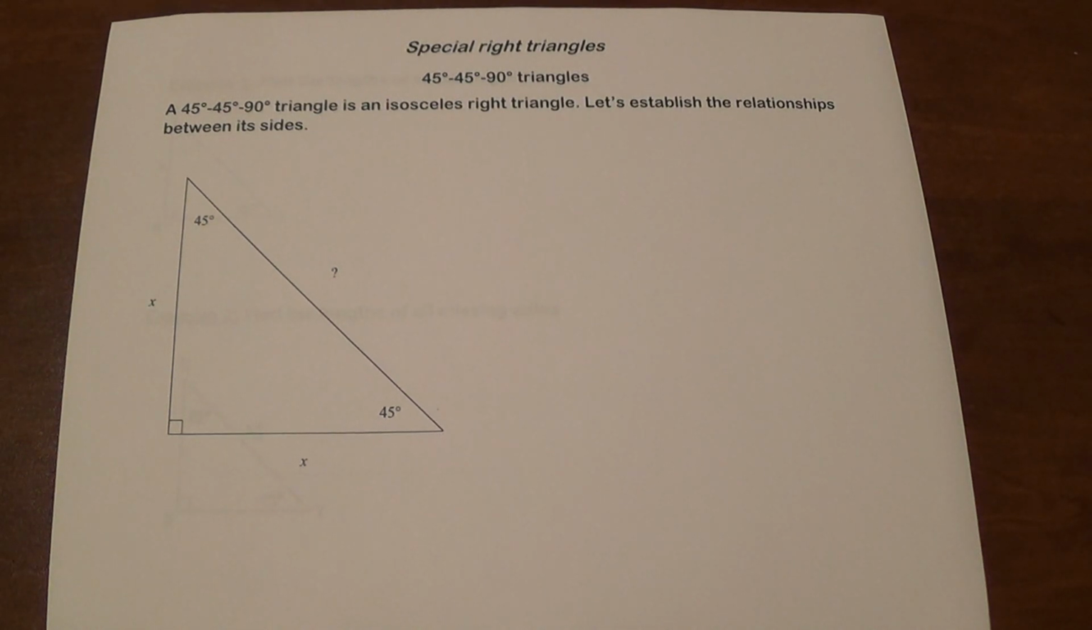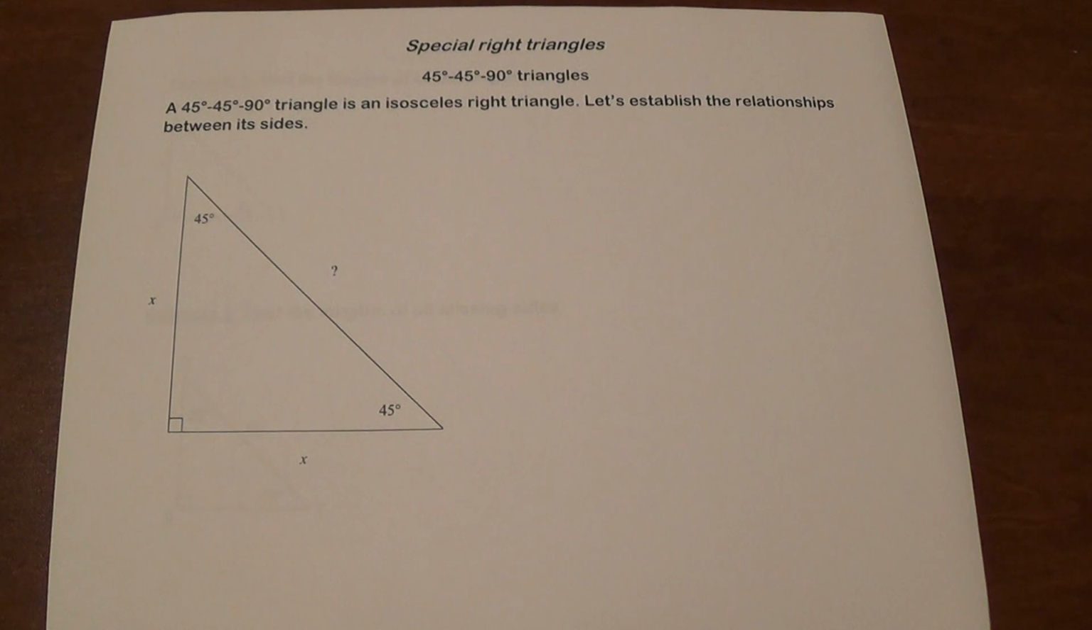Hi, we're going to discuss special right triangles. There are two types of right triangles that we recognize in geometry that are considered special because of a special relationship that you can establish between the sides. So let's start with a 45-45-90 triangle. What do we need to know?